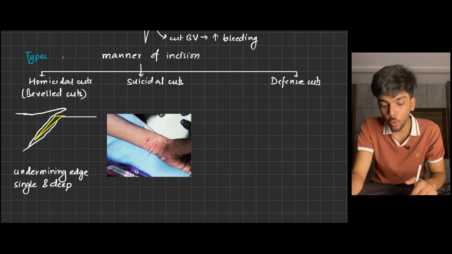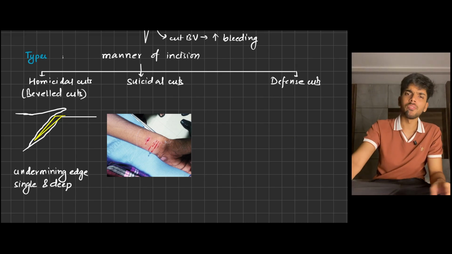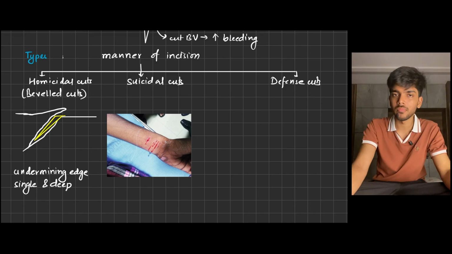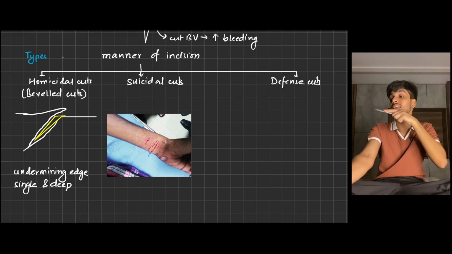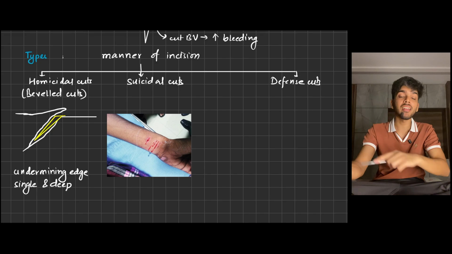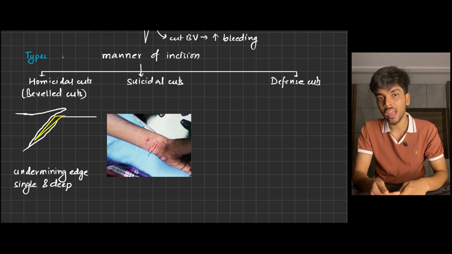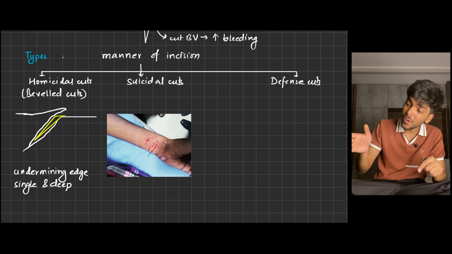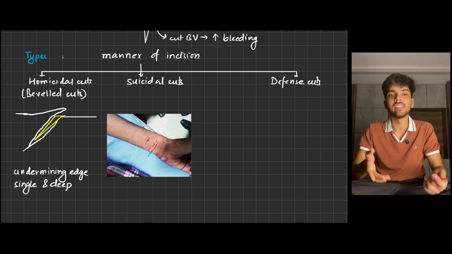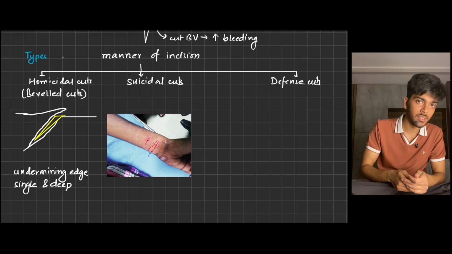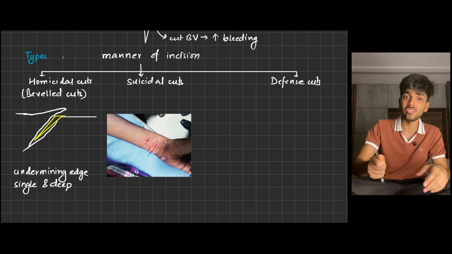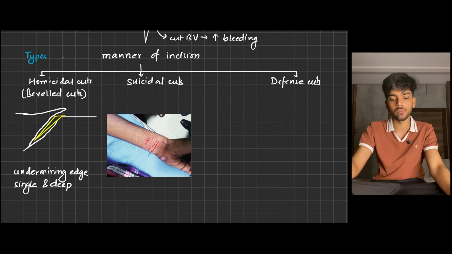So that's your homicidal cut. Whenever someone tries to strike you with a sharp weapon, they are going to strike you at an angle, right? And that is why you get an incision at an angle. An incision at an angle is referred to as a beveled cut. And whenever there is a beveled cut, the cut is hidden under a tent of tissue, and this is referred to as undermining edge. Usually it's a single strong deep slash because someone is trying to finish you off.